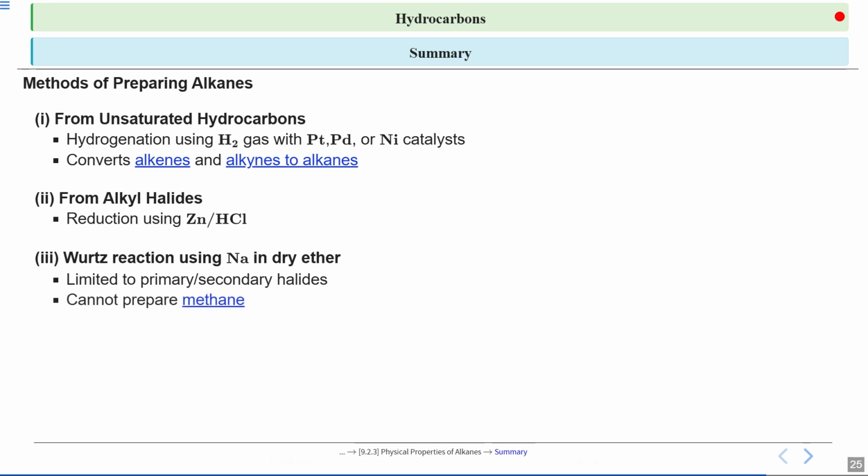Similarly, it cannot be used to prepare methane because it is a coupling reaction. It will at least produce a 2-carbon chain. Further, if you are using two different alkyl halides, it can give you a mixture of different alkanes. So you cannot prepare a hydrocarbon properly if it contains an odd number of carbons. You will get a mixture, right?